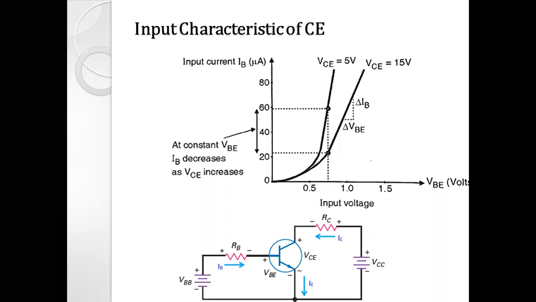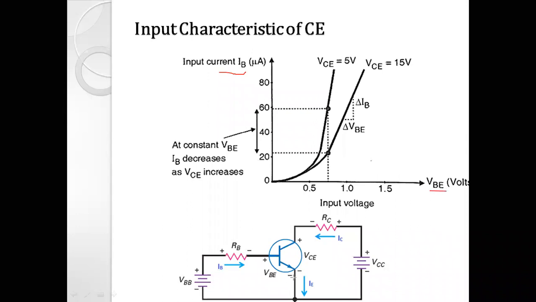By this time we know that the input characteristic shows the relation between two input parameters. The first is the input voltage and the second is the input current. Input voltage for this configuration is VBE and input current is IB. So it is shown here, IB, and input voltage is shown on the x-axis, that is VBE, right?